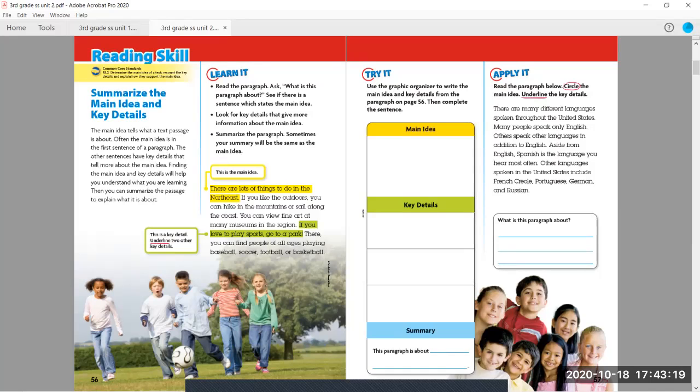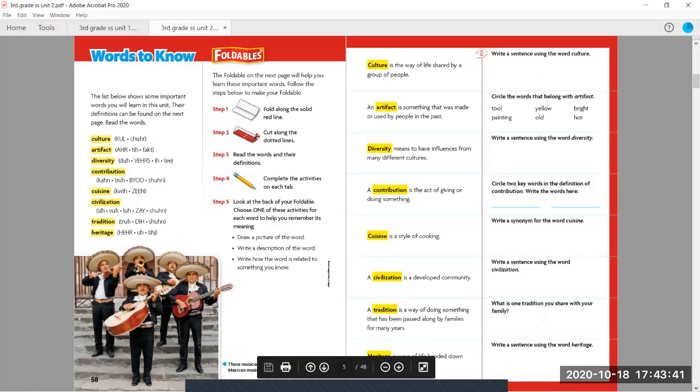Now, when you go to write your summary, where it says, what is this paragraph about? We can say, this paragraph is about the many languages that are spoken in the United States. And that will give you a complete sentence and a good summary of the paragraph that you read above. Once you've completed that and you've used your best handwriting, we're going to go into the next pages where we're going to talk about our vocabulary for this lesson and words that are going to come up throughout this unit.